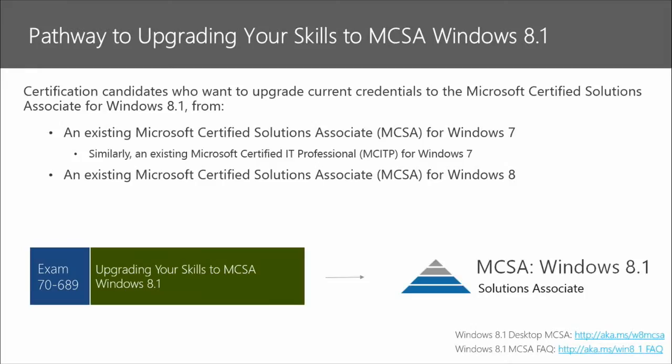This last slide is a reiteration of what I said earlier. Maybe you have the MCSA for Windows 7, formerly known as the Microsoft Certified IT Professional for Windows 7, and later called the Microsoft Certified Solutions Associate, or MCSA, for Windows 7. If you have that credential, you can take exam 70-689, upgrading your skills to MCSA Windows 8.1. That will give you the MCSA for Windows 8.1 pretty quickly.